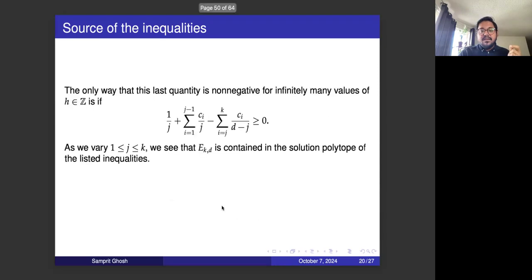1 plus j plus the sum for i equal to 1 to j minus 1 of ci by j minus the sum for i equal to j to k of ci by d minus j is bigger than or equal to 0. So these polynomials are like sitting in the boundary. So that's kind of where I think we were pretty lucky to get a hold on these polynomials.